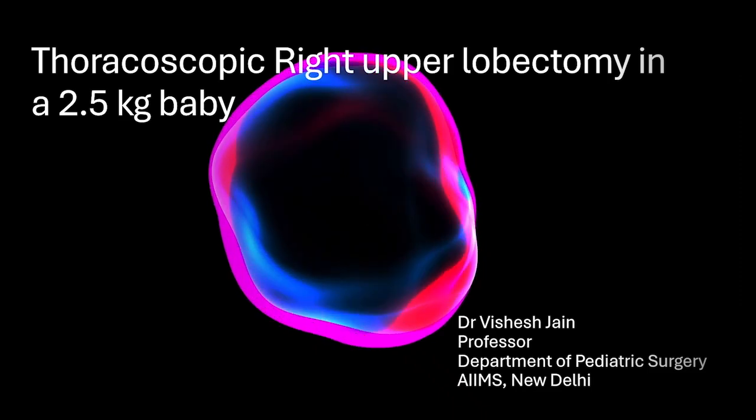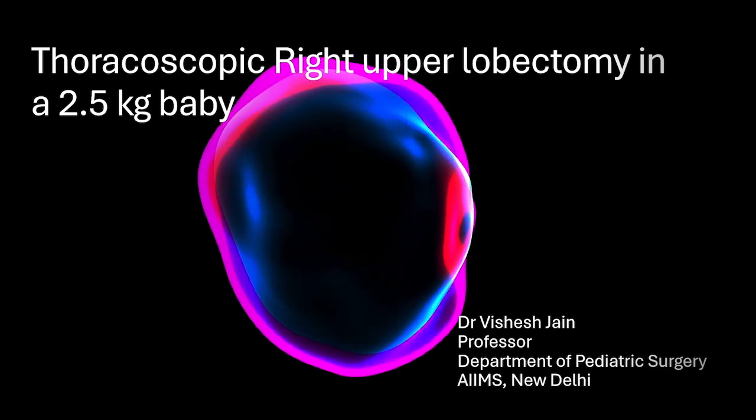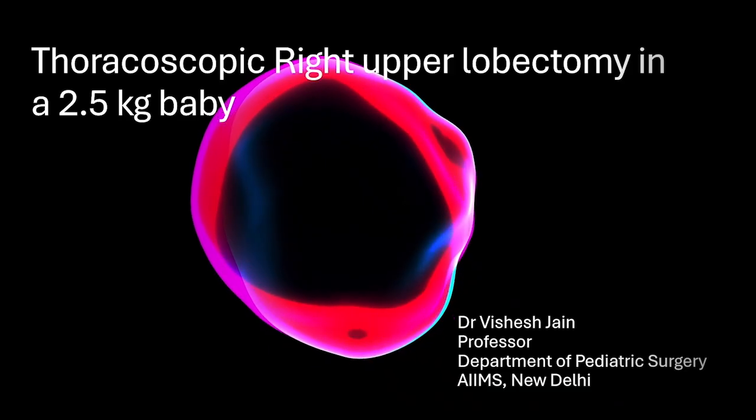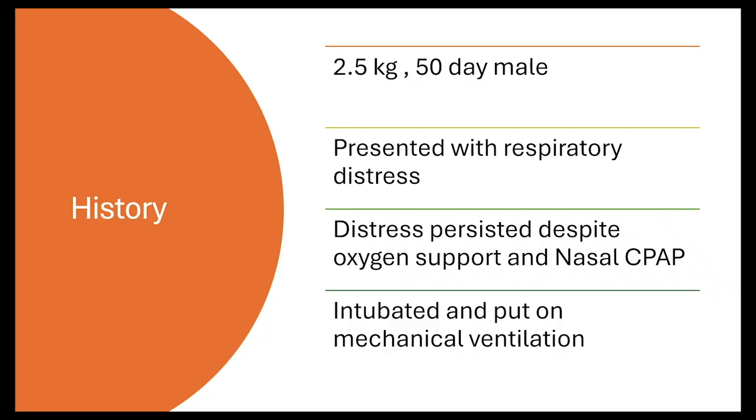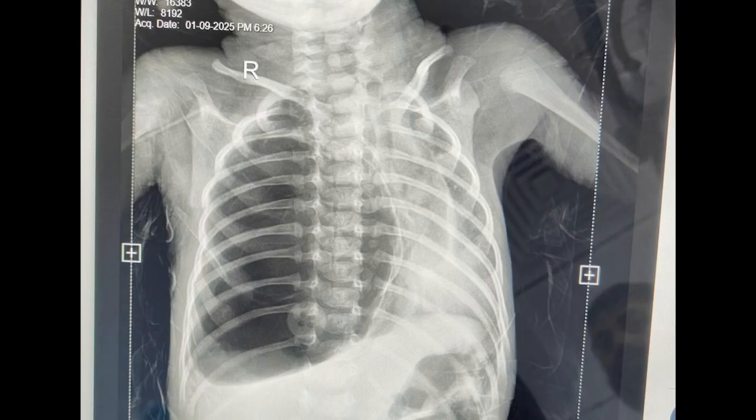Hello friends, in this video we'll briefly see a case of thoracoscopic right upper lobectomy in a 2.5 kg baby. The child was a 50 day old boy who presented with significant respiratory distress, and the child had to be put on a ventilator.